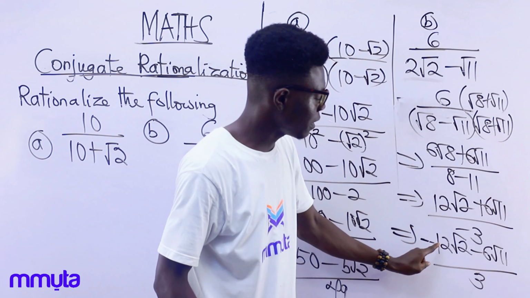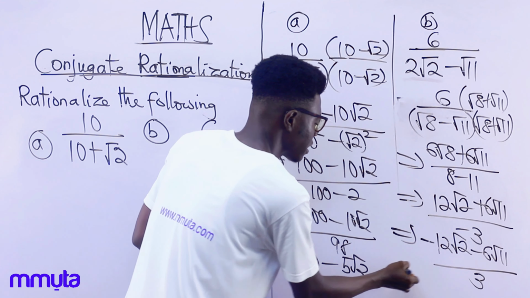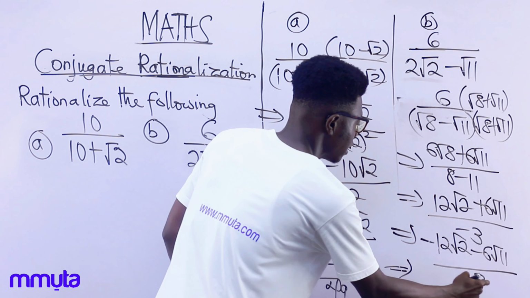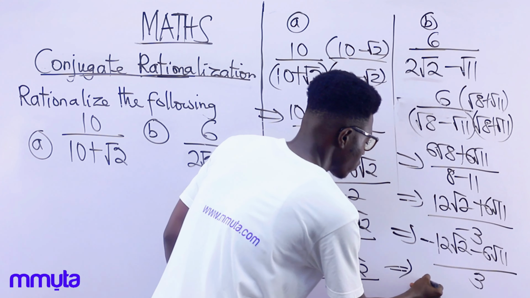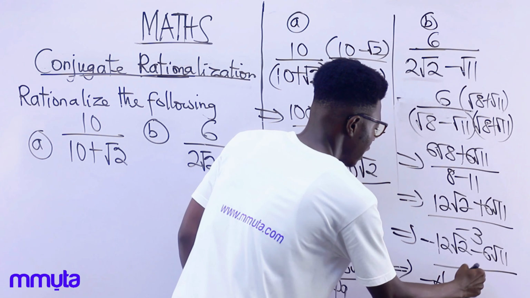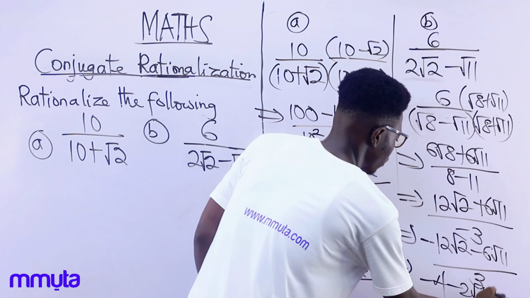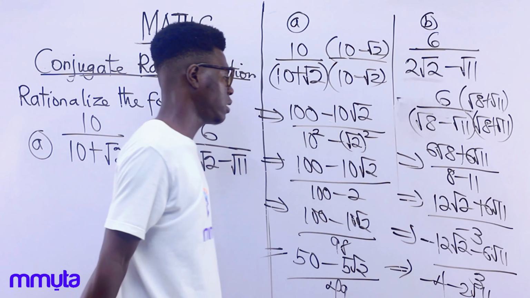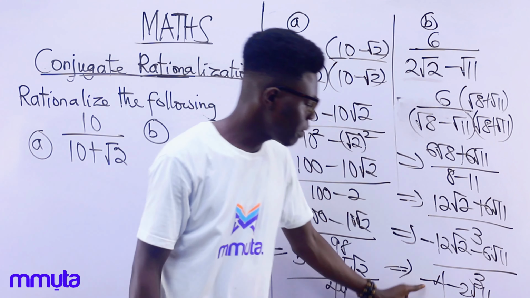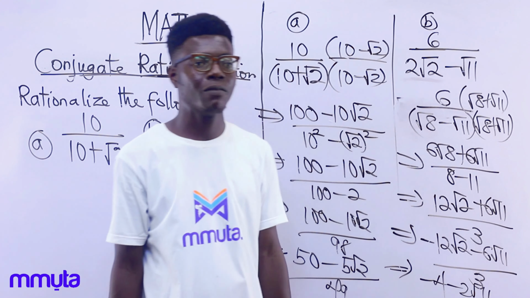And of course, this 3 can divide this and divide this. 3 into this is going to give us 4, so we have minus 4, and into this, minus 2 root 11. So this becomes our answer: minus 4 minus 2 root 11.